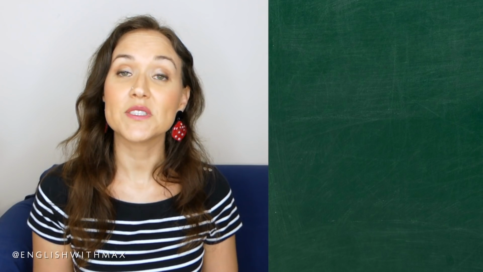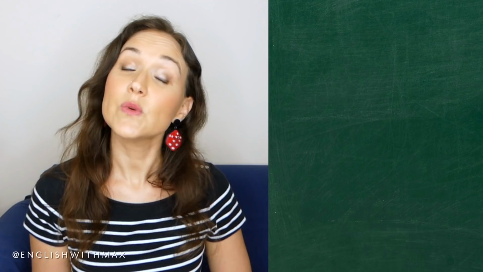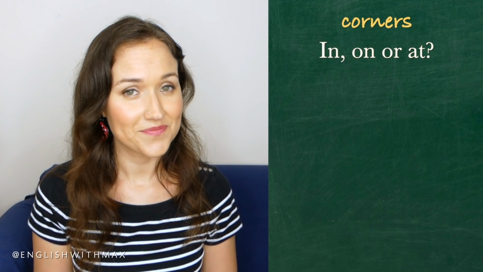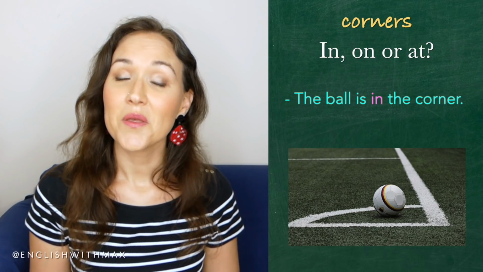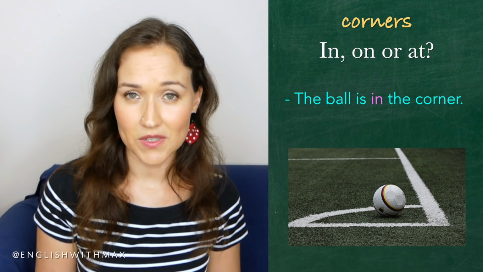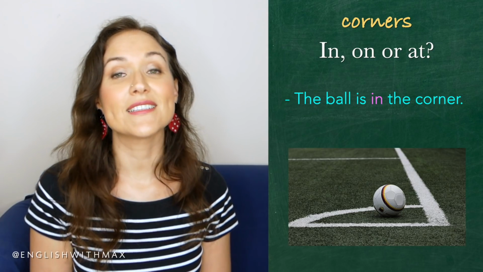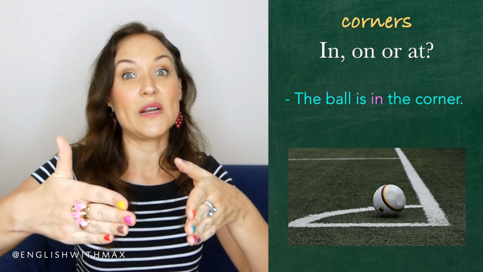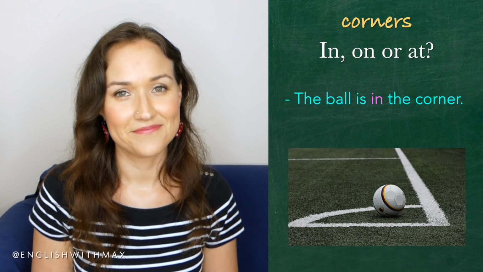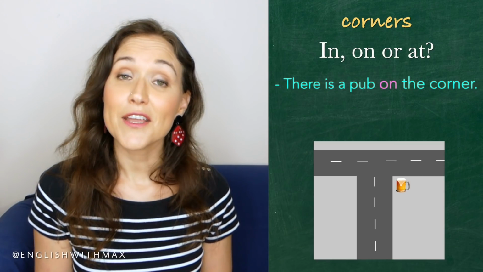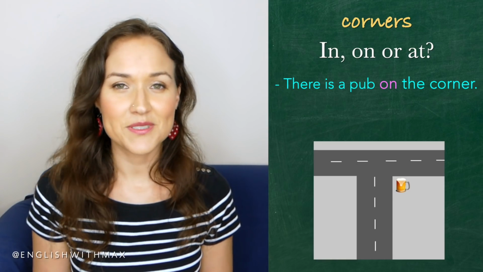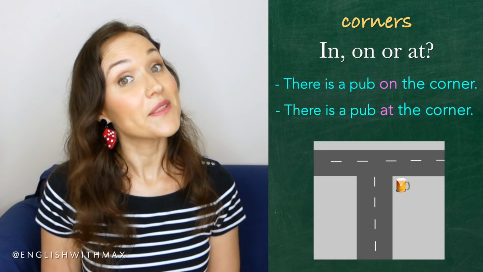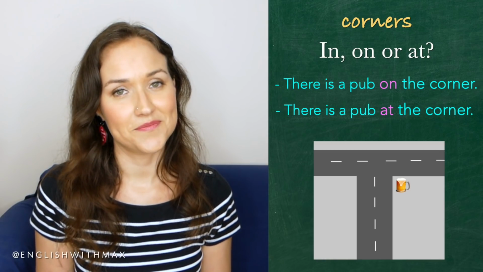The final tricky point we're going to look at today is with the word corner. Look at these pictures. The ball is in the corner. Again, there is this idea of being surrounded by something. But we say, there is a pub on the corner. You can also say at the corner. There is a pub at the corner.